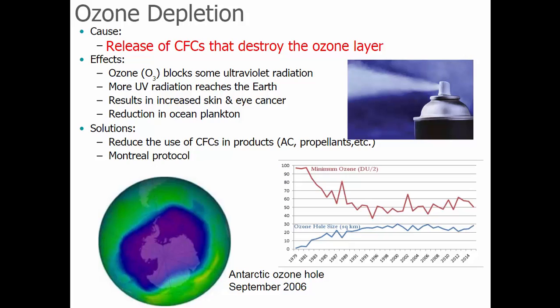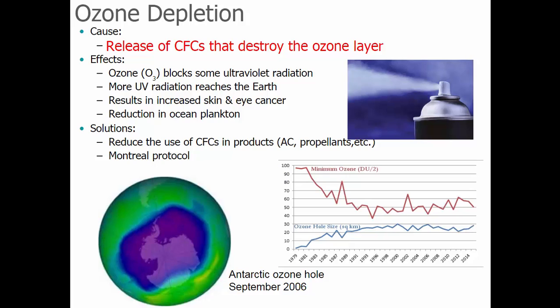Ozone is O3. And the ozone layer is very important to the health of organisms on Earth, because the ozone layer helps reduce the amount of ultraviolet radiation that's reaching the Earth. So if we reduce the ozone layer, we allow more ultraviolet radiation to the Earth's surface, and ultraviolet radiation is what causes things like skin cancer and eye cancer. So it gives you a sunburn. Ocean plankton are sensitive to ultraviolet radiation. So if the level of ultraviolet radiation reaching the Earth's surface increases, these plankton are affected as well.